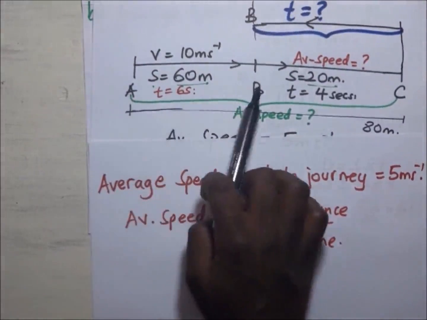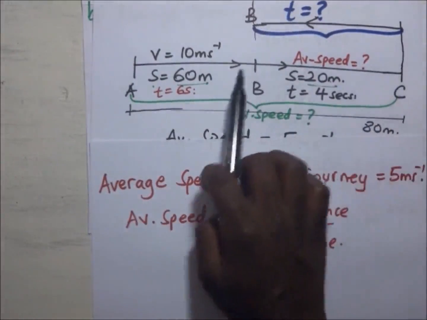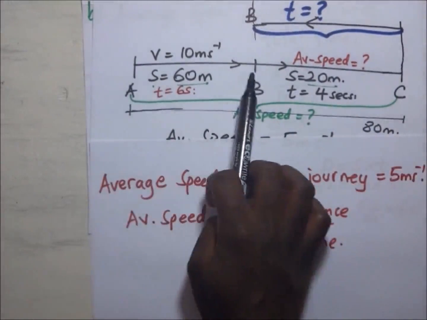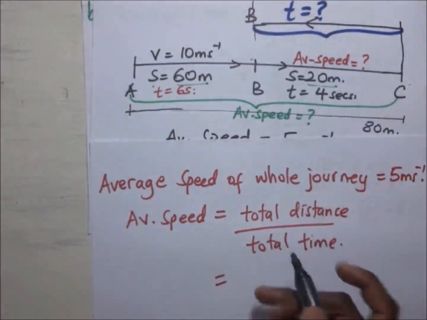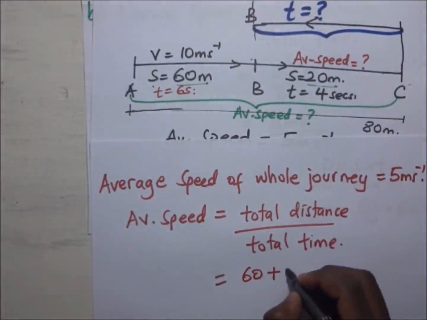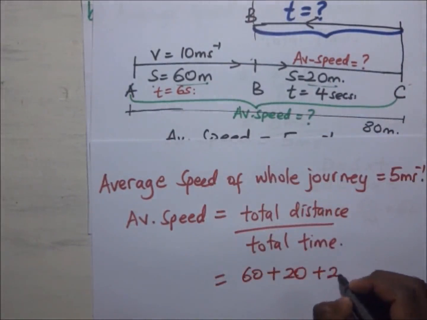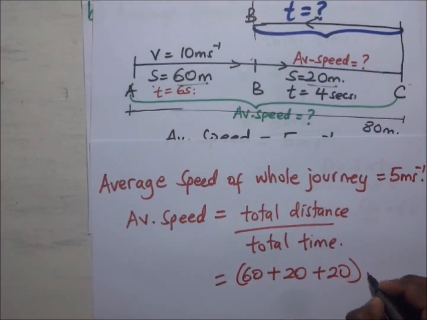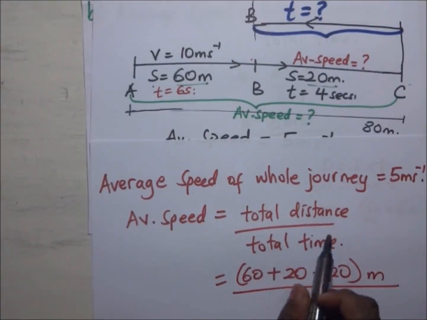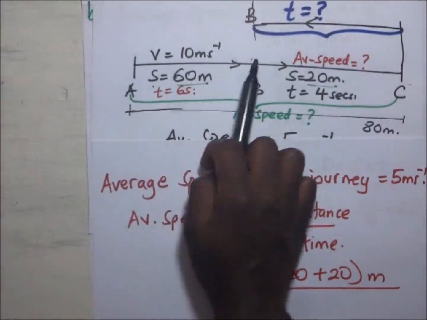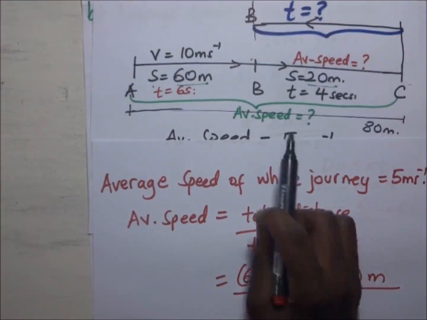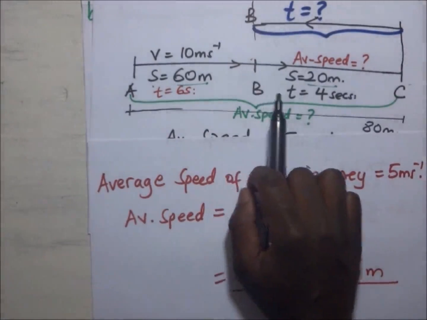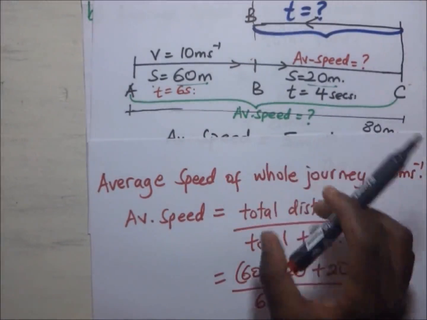As we are moving from A to B to C, then back to B, the total distance covered is going to be 60 plus 20 meters, then plus another 20 meters. That's the total distance covered. Divide that by the total time. The total time from A to B, we got 6 seconds, so it's going to be 6 seconds.